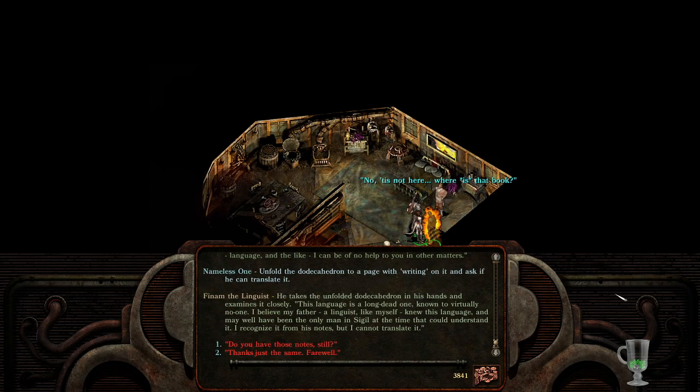He takes the unfolded dodecahedron in his hands and examines it closely. This language is a long dead one, known to virtually no one. I believe my father, a linguist like myself, knew this language, and may have well been the only man in Central at the time that could understand it. I recognize it from his notes, but I cannot translate it.